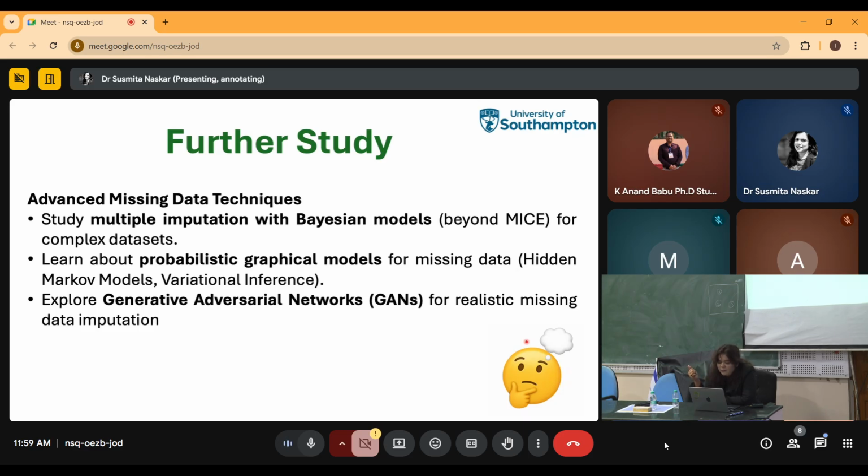So the first one is definitely to look into multiple imputation with Bayesian models, because Bayesian models are being used a lot.